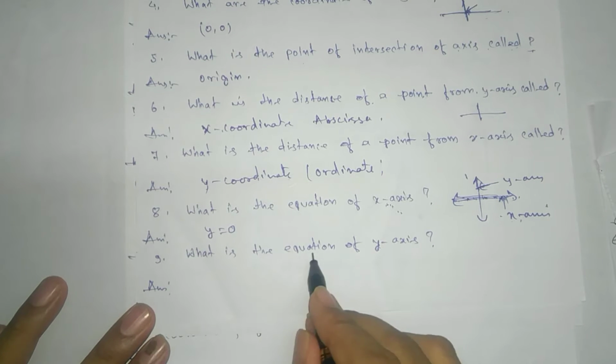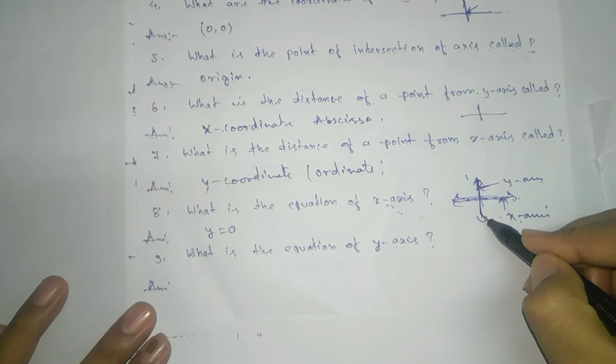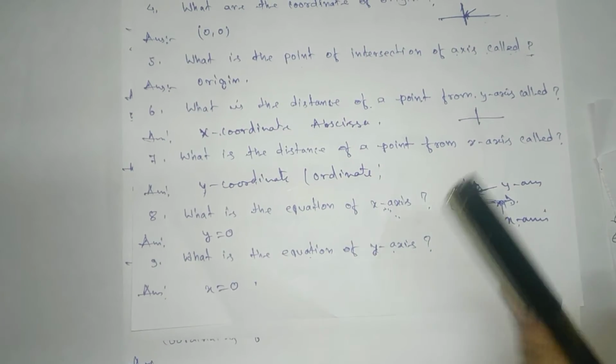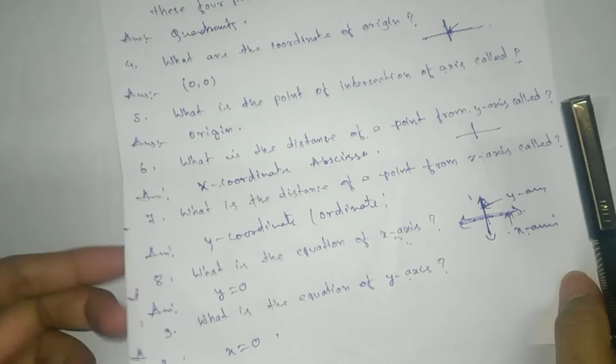And what is the equation of the y-axis? On the y-axis at each point you can see that x equals 0. So your answer is x equals 0.